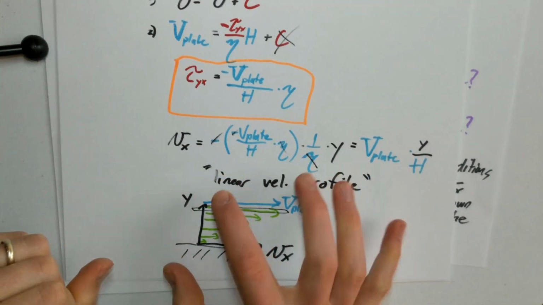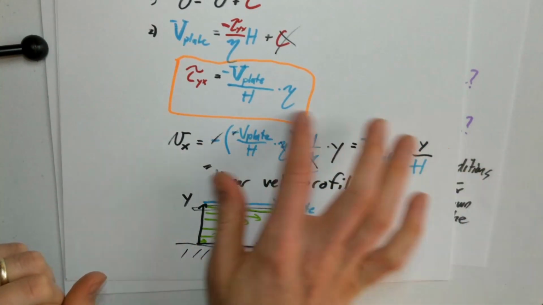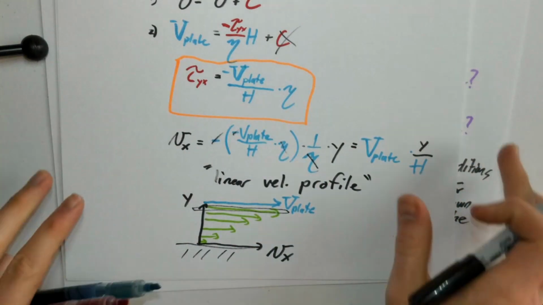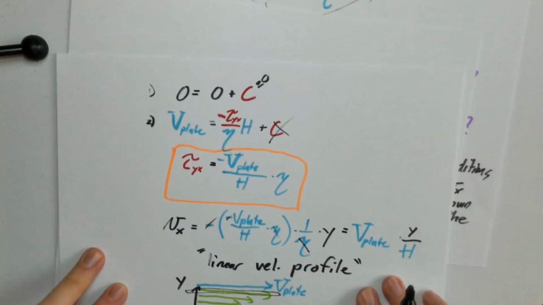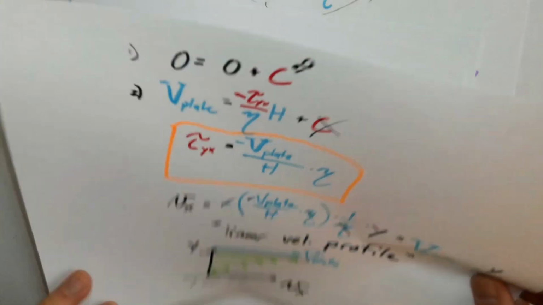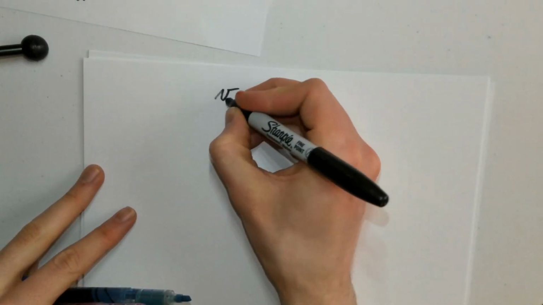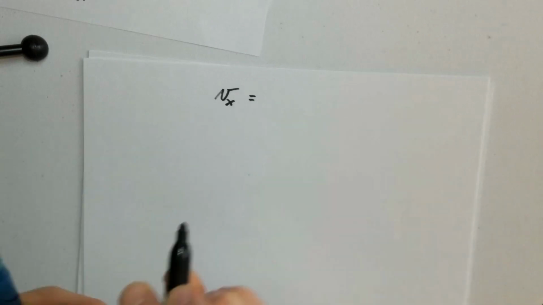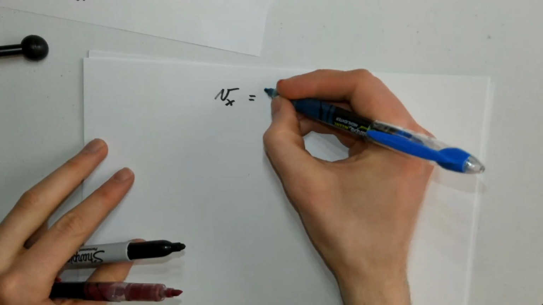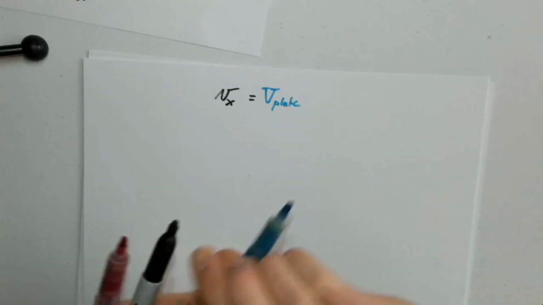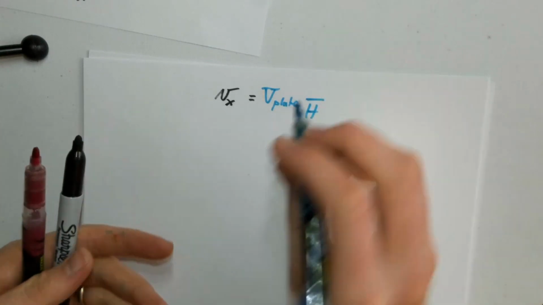Before we get too far trusting our results, it's always good to do a couple of what I'll call sanity checks, to make sure we didn't make any mistakes. So I'm going to copy the velocity profile result that we got here. Vx is equal to V plate times y over h.